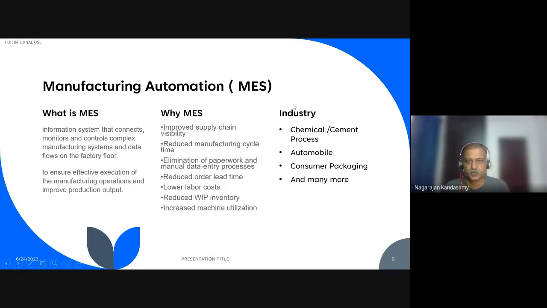And the industries where this MES or manufacturing automation is used: chemical industry, cement industry, automobile. The one I have worked in is consumer packaging, and there are several industries. They're all using this MES system.